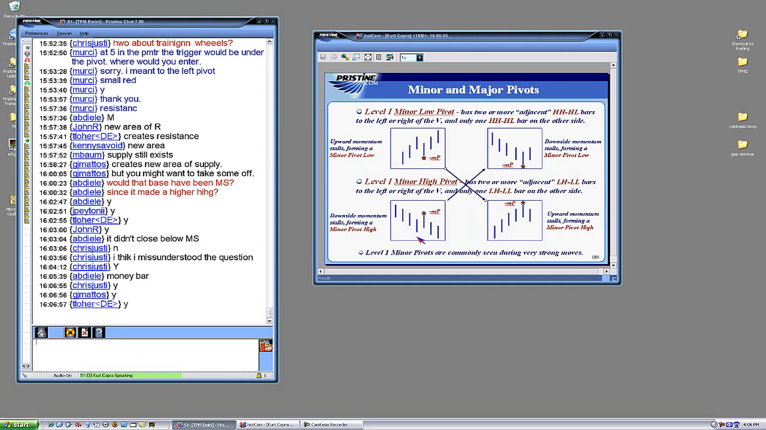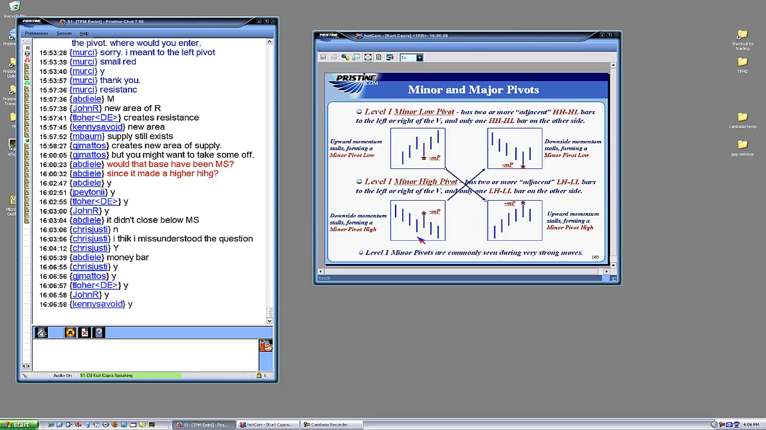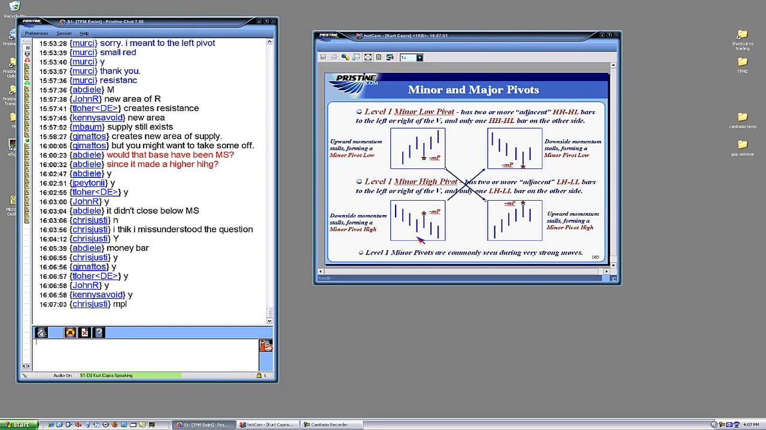But what is this right here? Is this not the same as what we have right here? It's a minor pivot low, a level 1 minor pivot low. It's got 2 higher high, higher low bars to the left and 1 to the right. So can you see how in a downtrend, this is a level 1 pivot low, but this can become a level 1 pivot high?